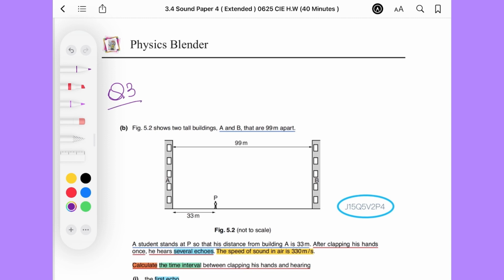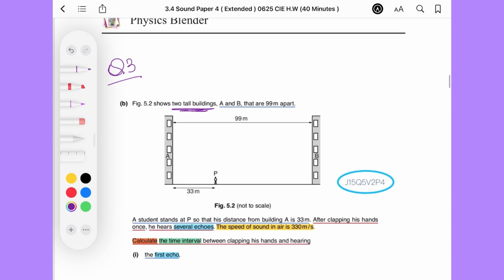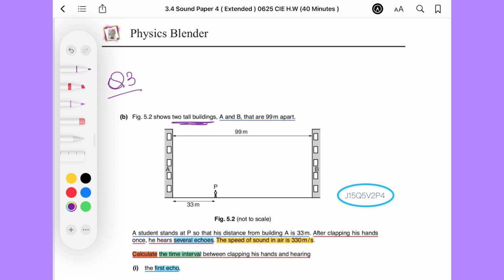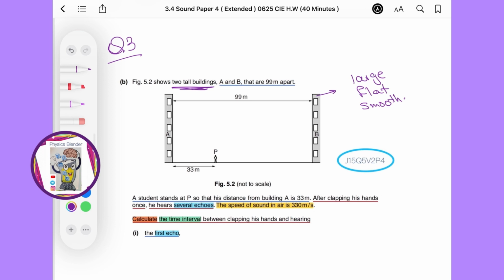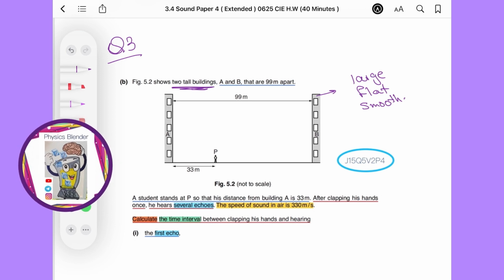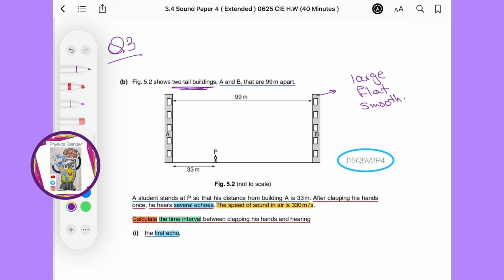Question 3, showing here two tall buildings. As we said many times earlier in paper 1 and paper 2, to get a clear echo, the reflectors or the barriers we have here should be large, flat, smooth. Okay, this is number 1. The second point here, you have to identify that here you have two buildings, so reflection takes place at building A and at building B.